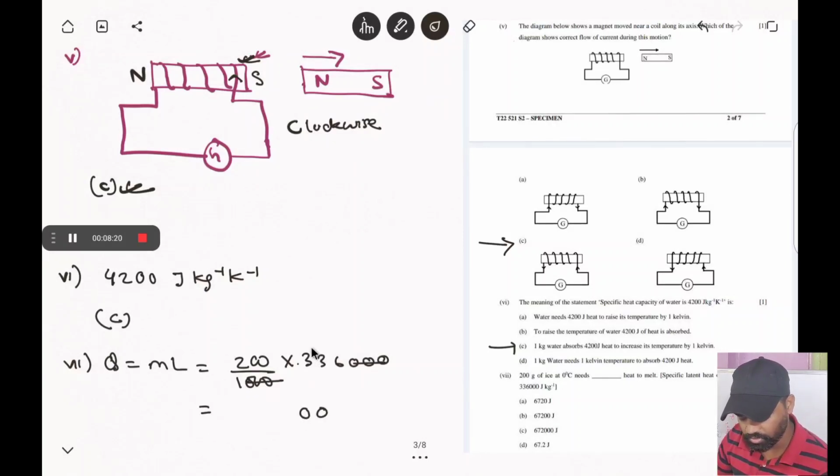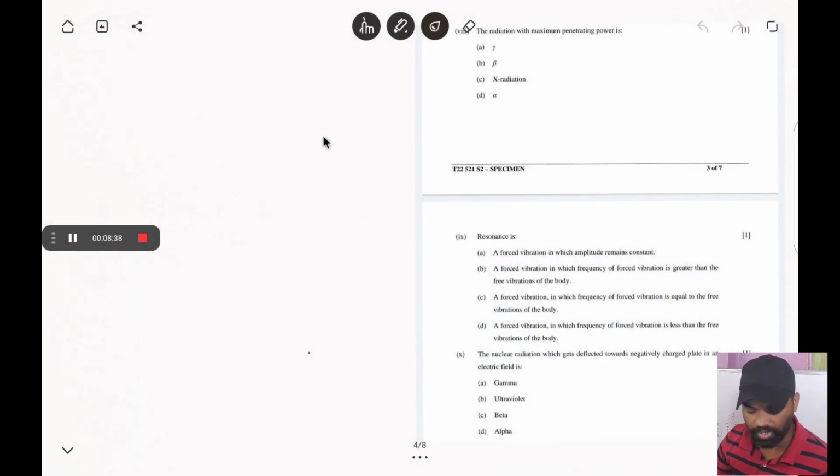So 2 6 are 12, 2 3 are 6, 7, 2 3 are 6. So that's 67200 joule. So I think option B is my correct option. Done? Yes or no? Chalo. We'll do the next one now.